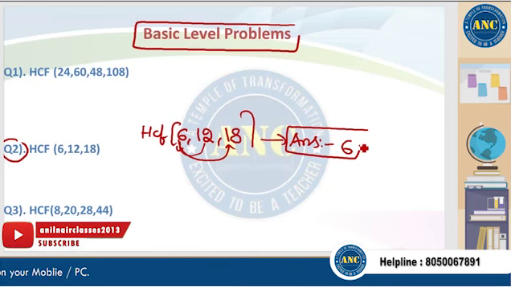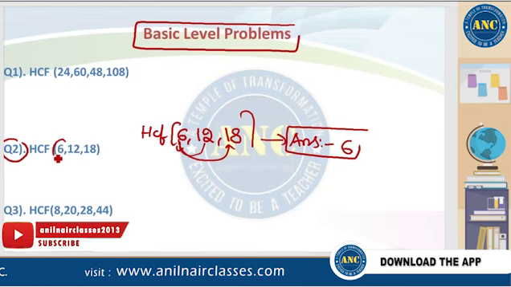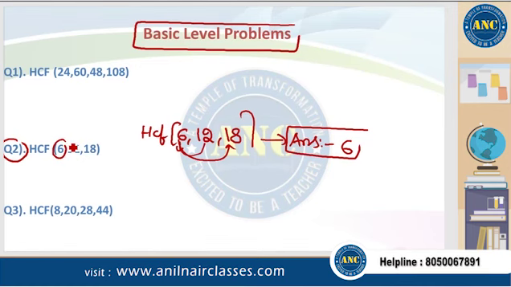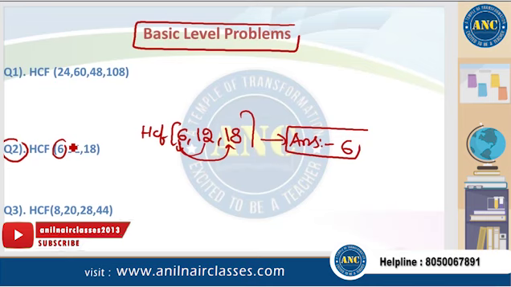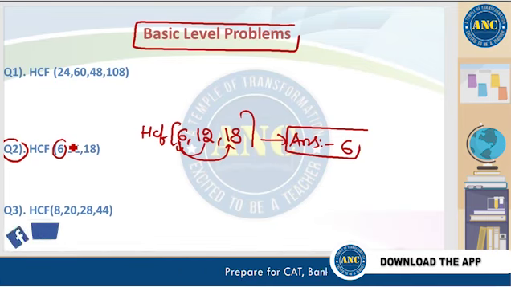HCF of 6, 12, 18. First, take the lowest number. Check whether the lowest number divides every other number. 12 is divisible by 6, 18 is divisible by 6. So the answer for this question is 6.